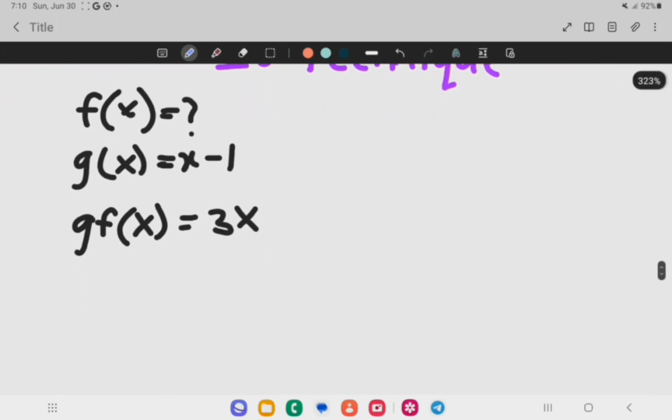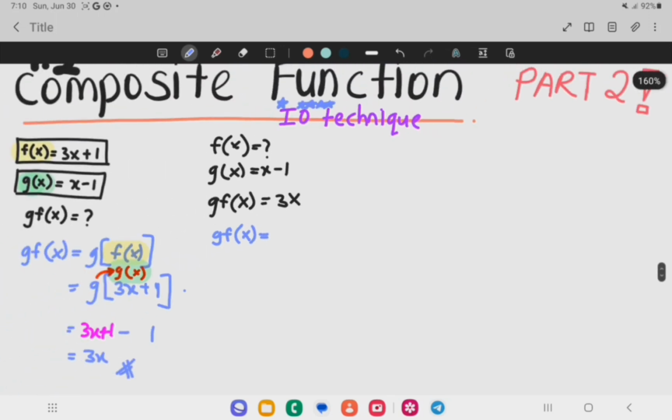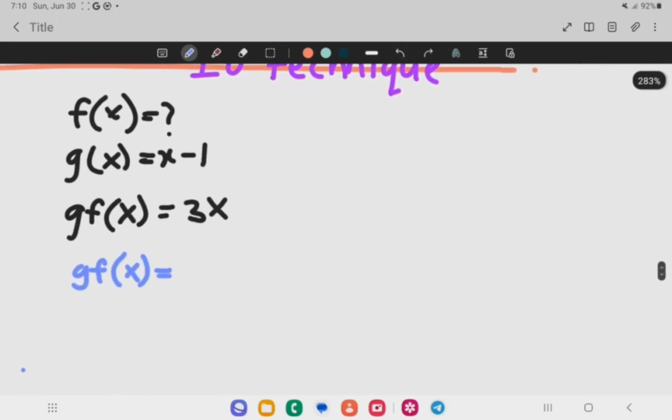The first step would be gfx. You always identify whether it's inside or outside. In this case, it's inside. Once you identify that, always start by writing the composite function given. In this case, gfx is given. Let me write the gfx first, and then what is the first step? To split them, to separate them. So here also I'm going to do the same thing: g, fx, I'm going to separate them.